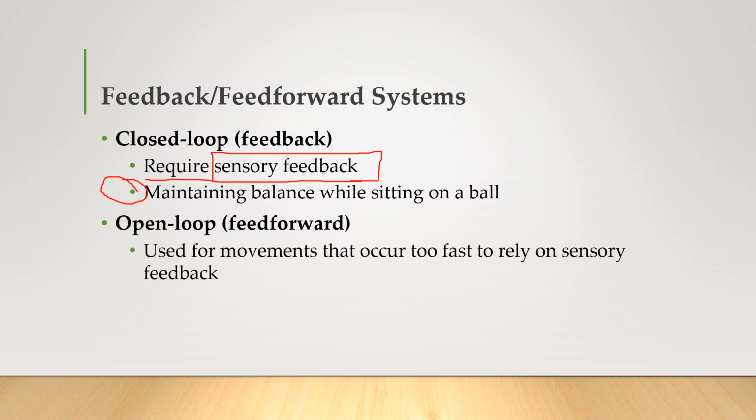A little bit different for an open loop or a feed-forward system. This is used for movements that occur too fast to rely on sensory feedback. So this would be kind of like your reactive postural control. So something happens too fast, again, standing on the bus as it accelerates, maybe you weren't ready for that acceleration. It throws you backwards and you're having to react to that input. But it was something that happened automatically. It wasn't anything that you were preparing for. And again, it's all of our reactive responses.